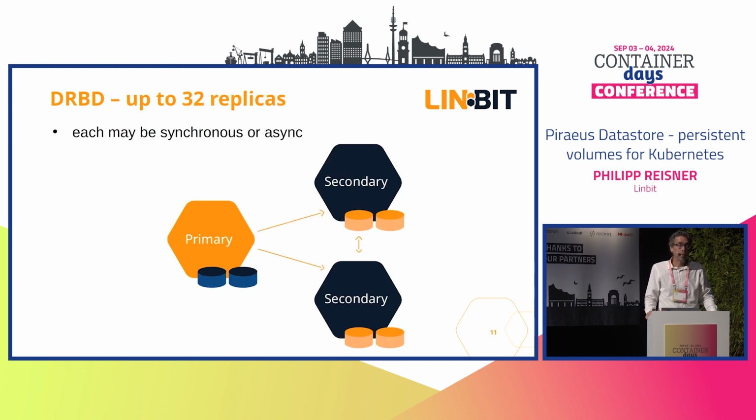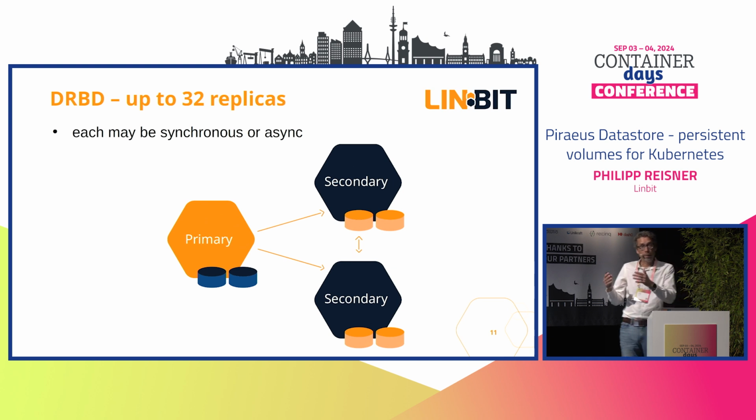DRBD is these days no longer a two-node technology. It can mirror to multiple nodes concurrently. So here in this illustration, we have a 3-node DRBD cluster with 3-node replication.